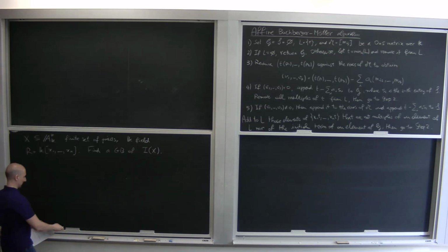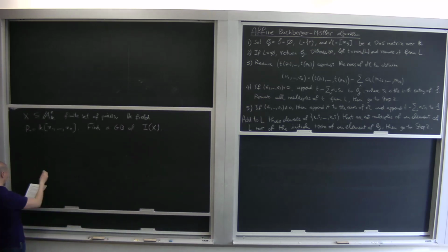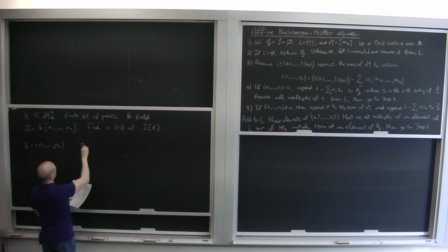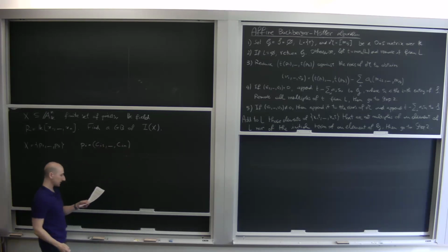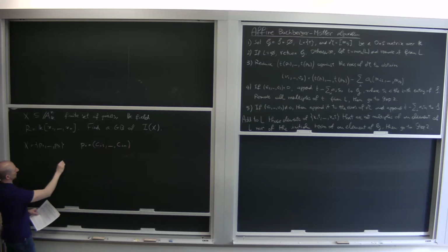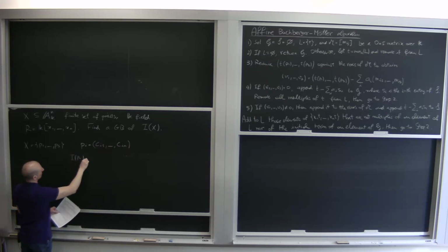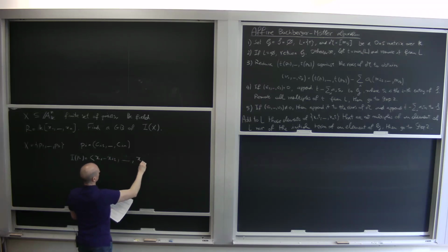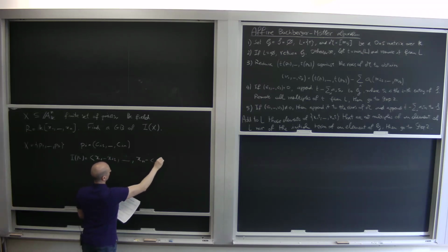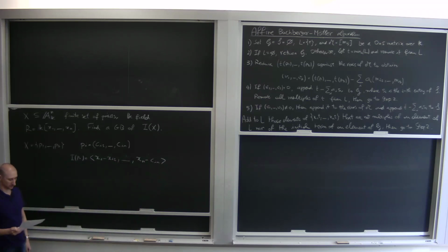All right, so suppose that we give the points some names, P1 through PS, and maybe one of these points, PI, has coordinates CI1 through CIN, then the vanishing ideal of just that point is easy to describe because all we need to do is something like this. We have the maximal ideal.